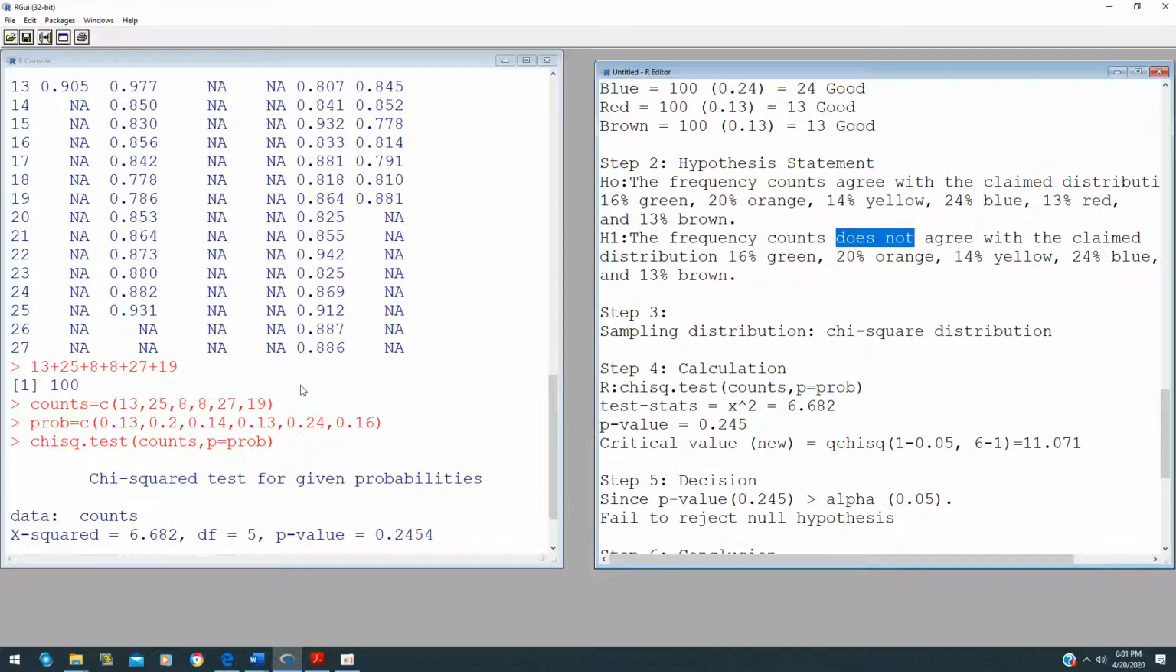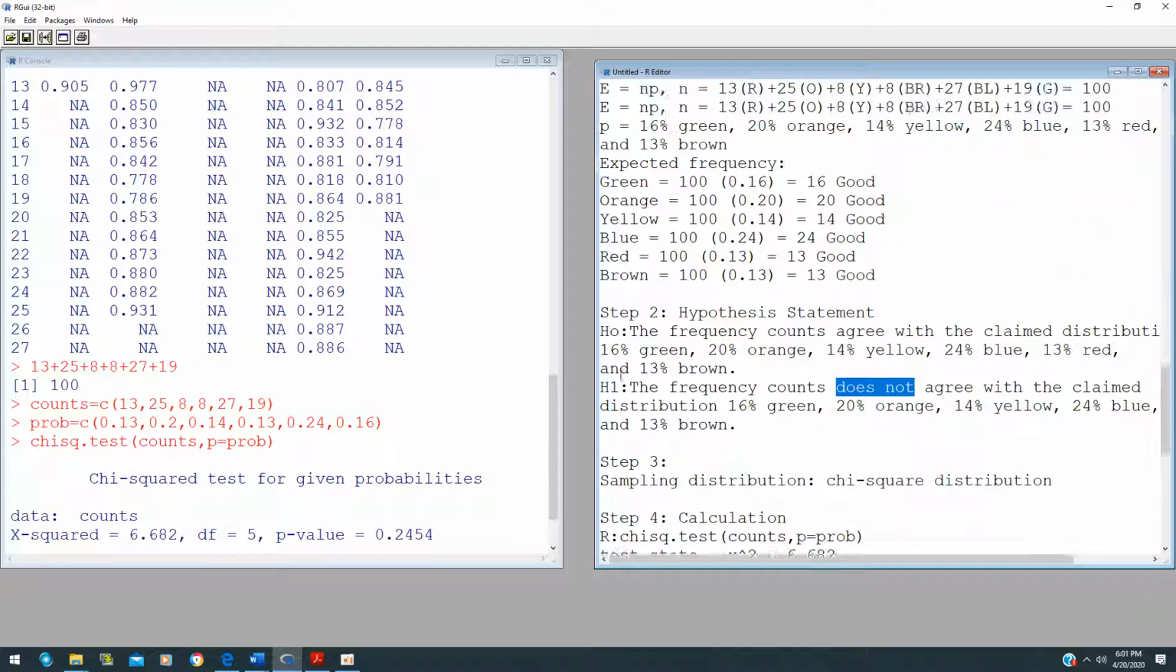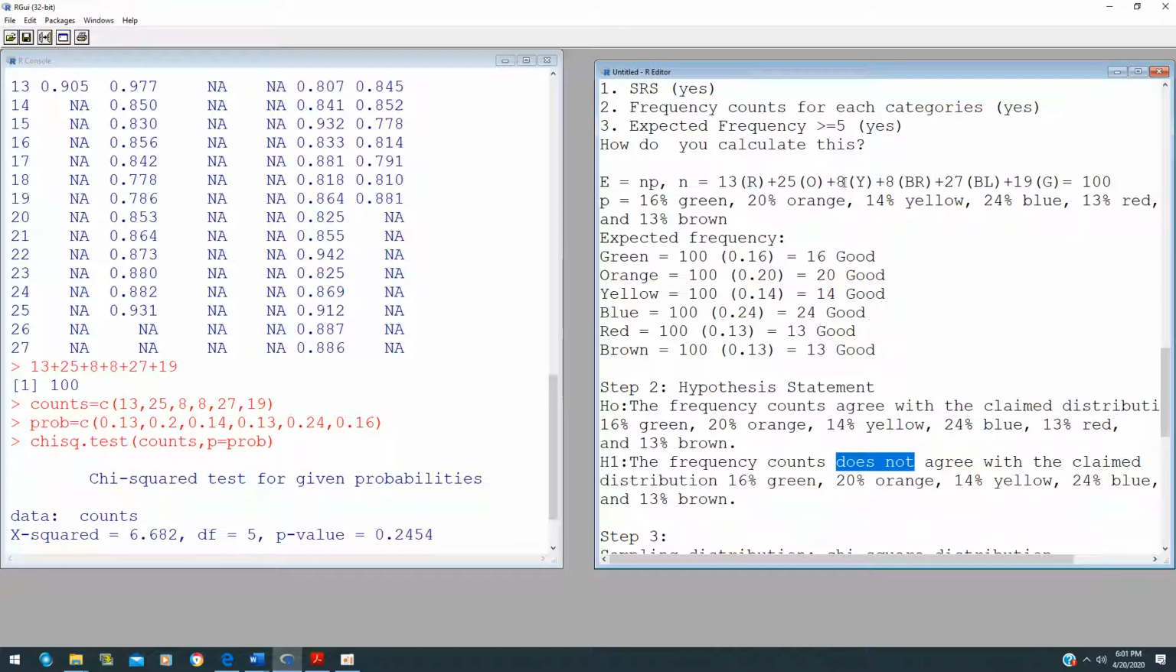Calculation, this is how we're going to put calculation in this case. The counts in this case are the same thing as what we have here: 13, 25, 8, 8, 27, 19. This comes from the data set in here. But watch out for your probability because you have to align this with the percentages. So the first thing is 13%. You have to figure out which one is 13% for red, because I'm talking rate. The rate in this case is 13%. That's why you have 0.13. You have to change it to decimals.